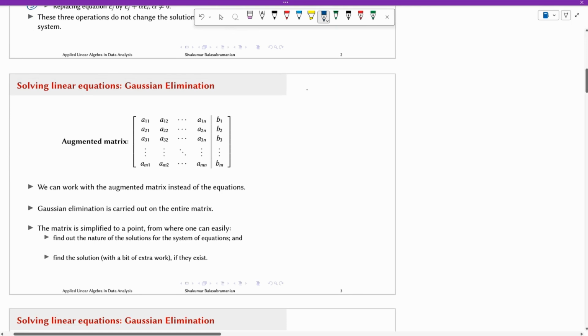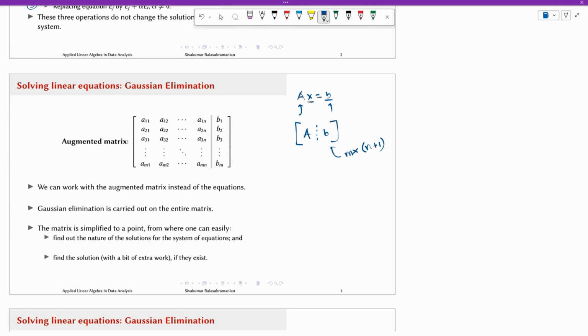So we have AX equals B. The solution entirely depends on A and B, right? So what we do is first make an augmented matrix called A, and then we append another column which is essentially B. What is the shape of this? I've just added one more column. So this will be M cross N plus 1, and we call this the augmented matrix.